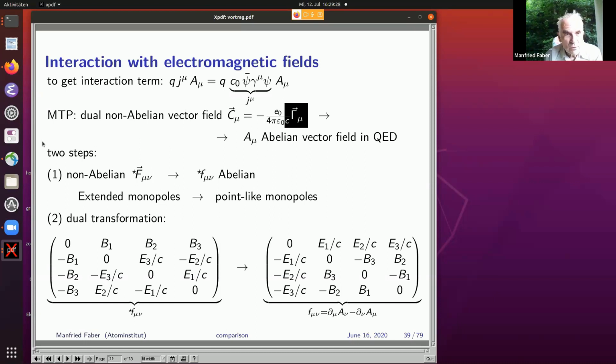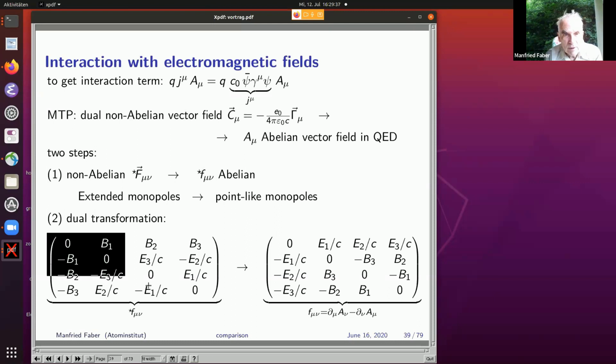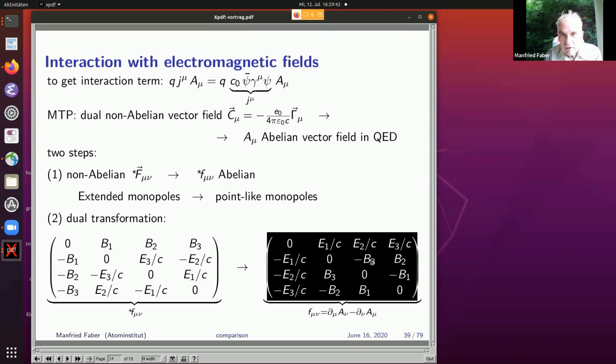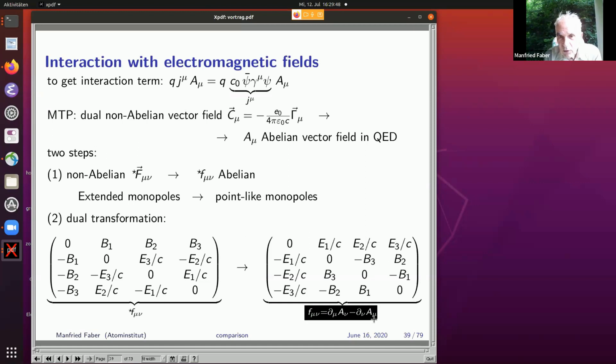So I do these 2 steps. I reduce the extended monopoles to point-like solitons, and I make a dual transformation. This means I go from this field strength tensor to the dual field strength tensor. So this field strength tensor, f mu nu, I have now to represent by d mu a nu minus d nu a mu, by the abelian definition of the field strength tensor in electrodynamics.